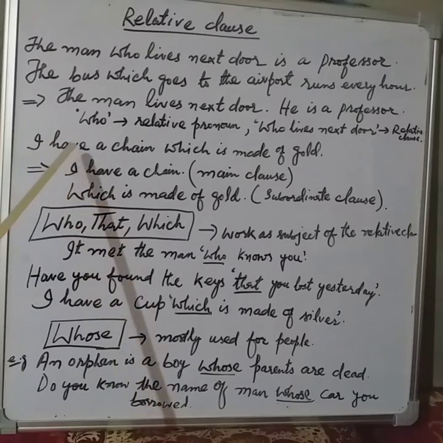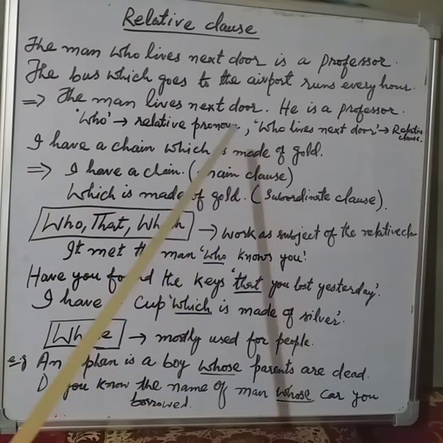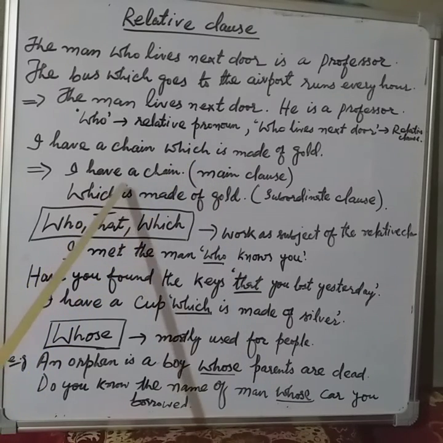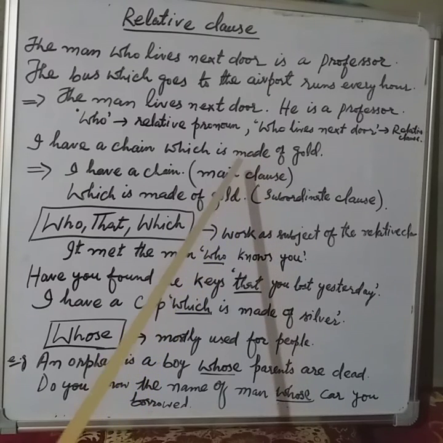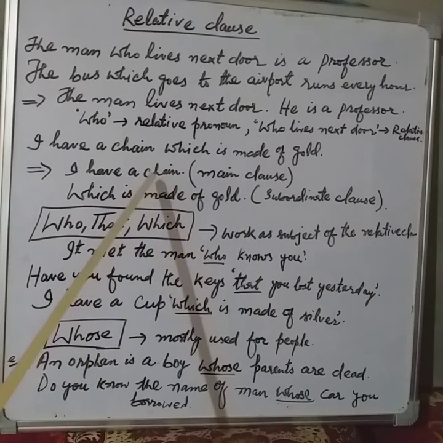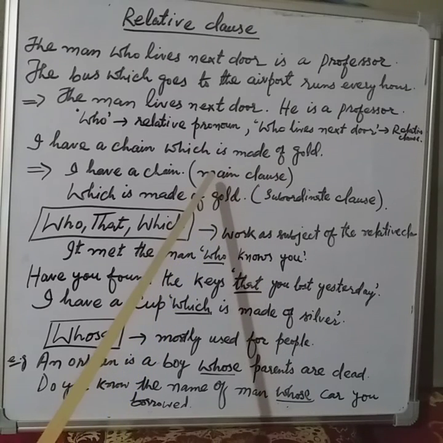Here, I have a chain which is made of gold. Now separate the sentence into two sentences. I have a chain. So this is a main clause. You know that a clause is a group of words that makes complete sense, or we can say a clause is basically a sentence. I have a chain is a main clause because its meaning does not depend upon any other clause or any other part of the sentence.